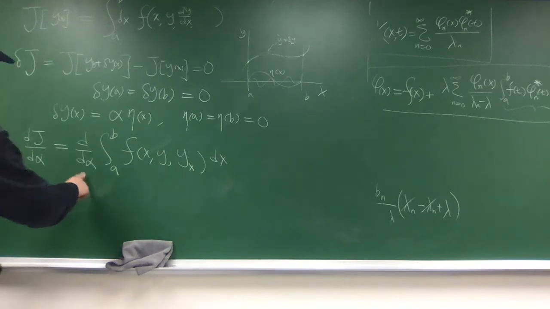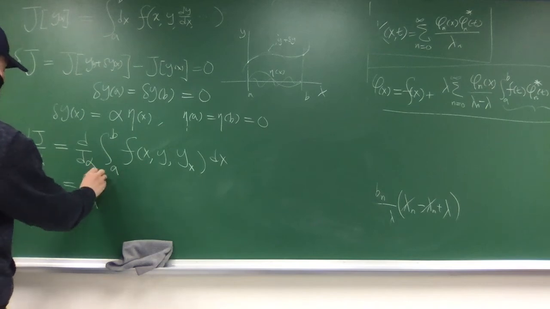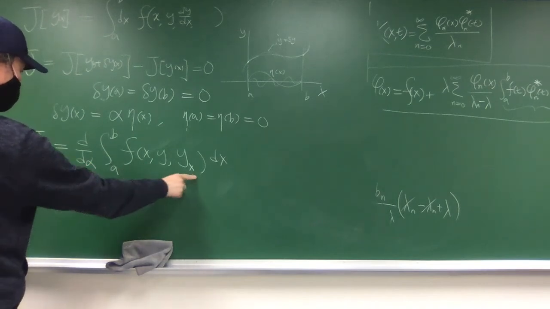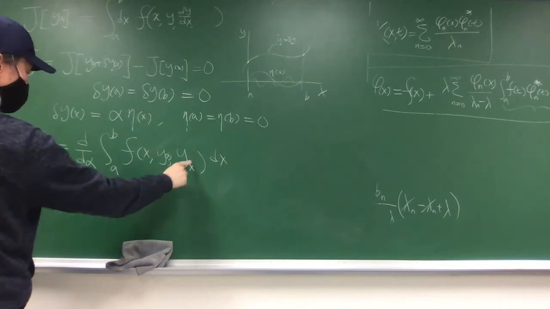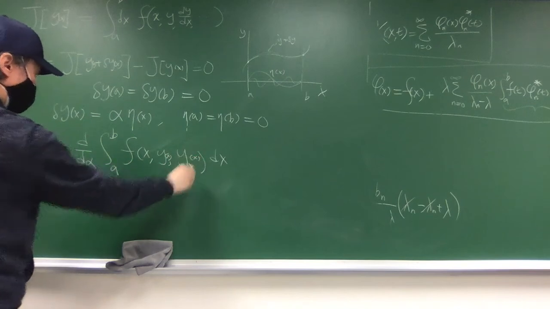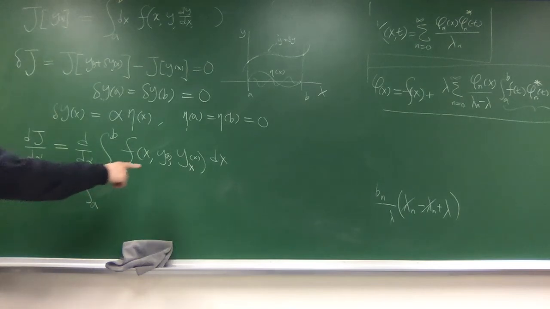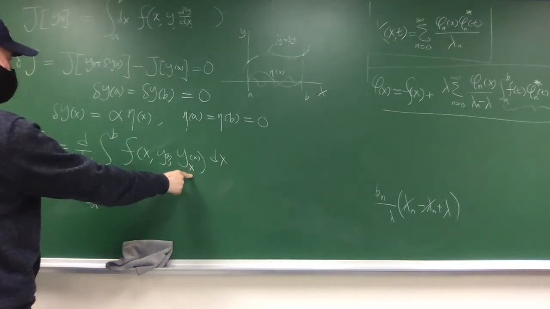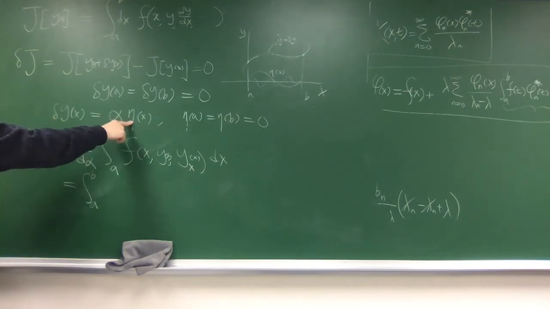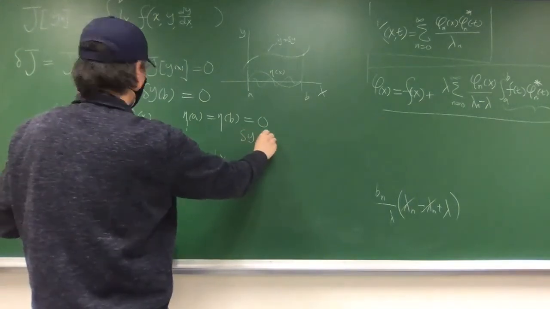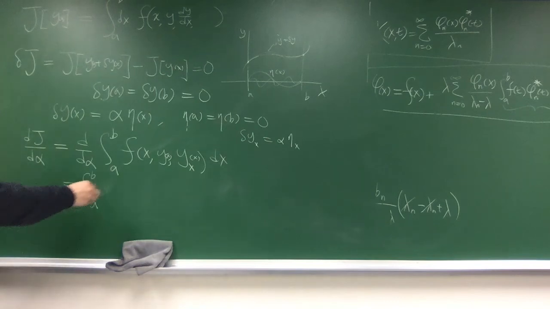Now the idea is that you do the derivative inside the integral from a to b of f. This is a function of x, y as a function of x, and y sub x as a function of x. So everything is a function of x, and you can integrate over x, okay? But only y and y_x will vary. So the delta y will be alpha eta, and delta y_x will be alpha eta_x.